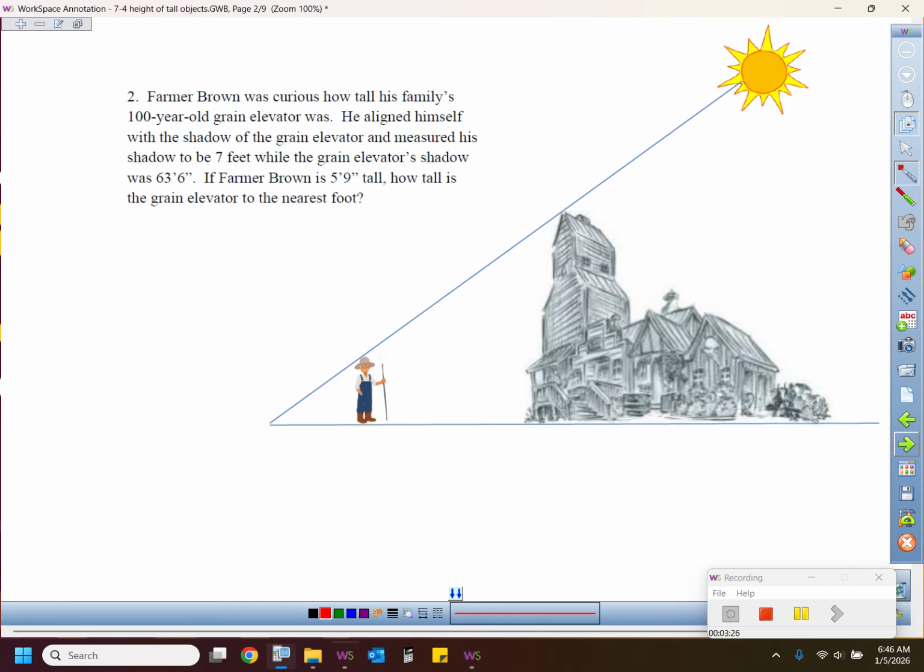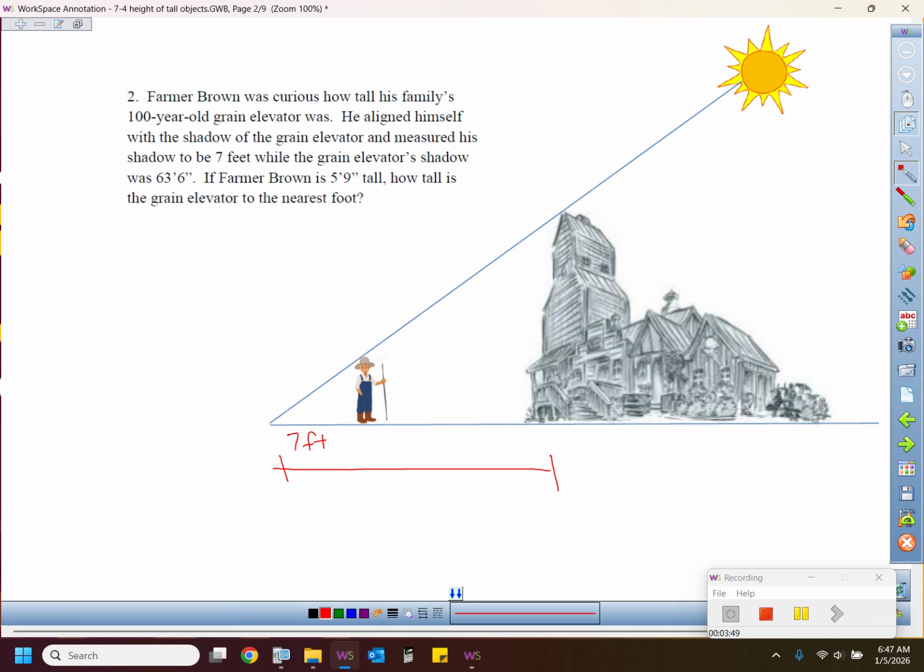So we got Farmer Brown. He was curious how tall his family's 100-year-old grain elevator was. So that's this giant building right here. He aligned himself with the shadow of the grain elevator and measured his shadow to be 7 feet. So here's Farmer Brown's shadow, 7 feet, while the grain elevator's shadow was 63 feet 6 inches.